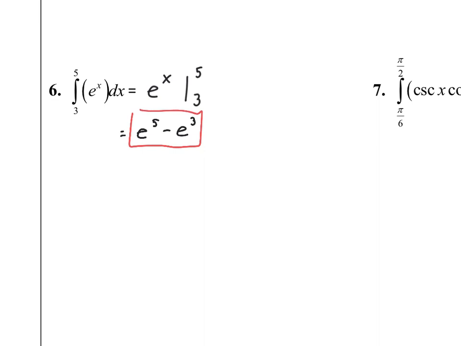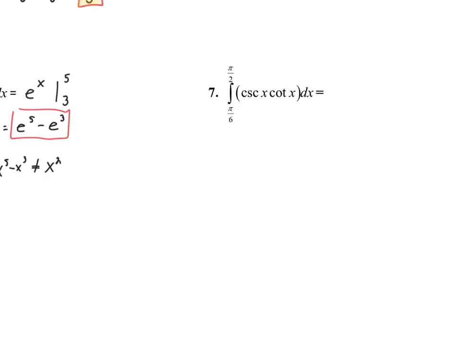Just be careful you don't do an algebraic mistake and call that e squared, for the same reason you wouldn't take x to the 5th minus x cubed and call that x squared. So even though e is not a variable, you can treat it as if it were one. And one last example, because everybody loves trig.